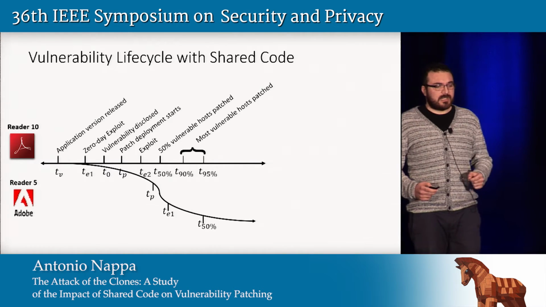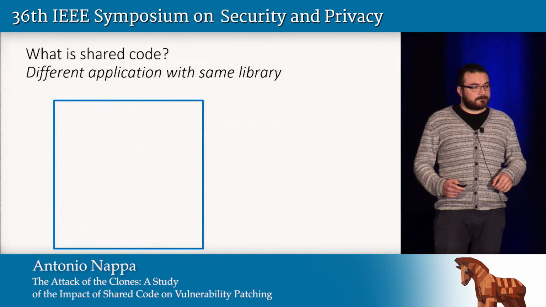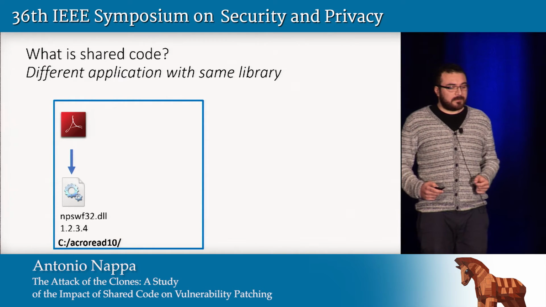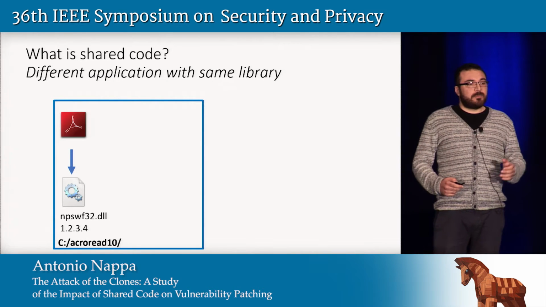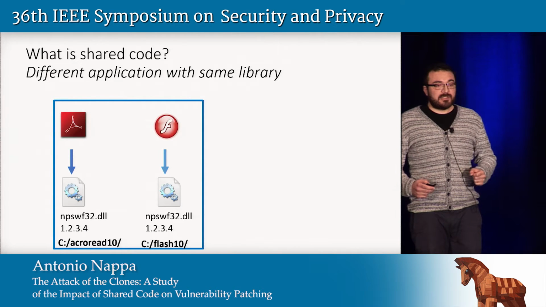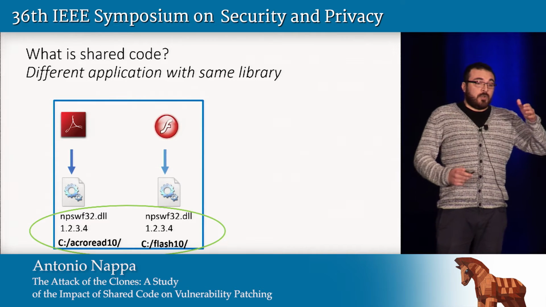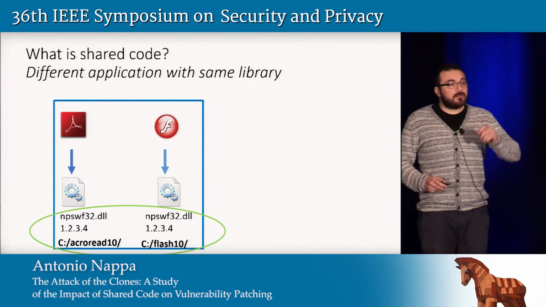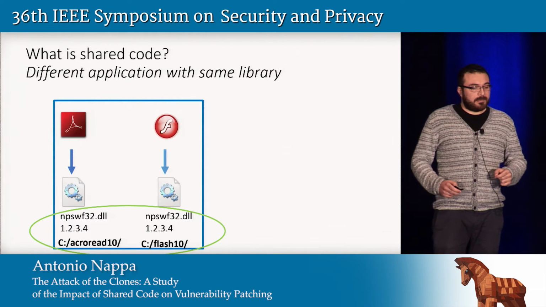Let me show you some scenarios, and then we can go a little bit into the attacks that we have found. Imagine the user has Adobe Reader, and Adobe Reader has a library that is used to play Flash content, in one path. Then you have Adobe Flash that has the same library in another path. So you will have the same code twice in the system. I let you imagine what an attacker can do with this setup.